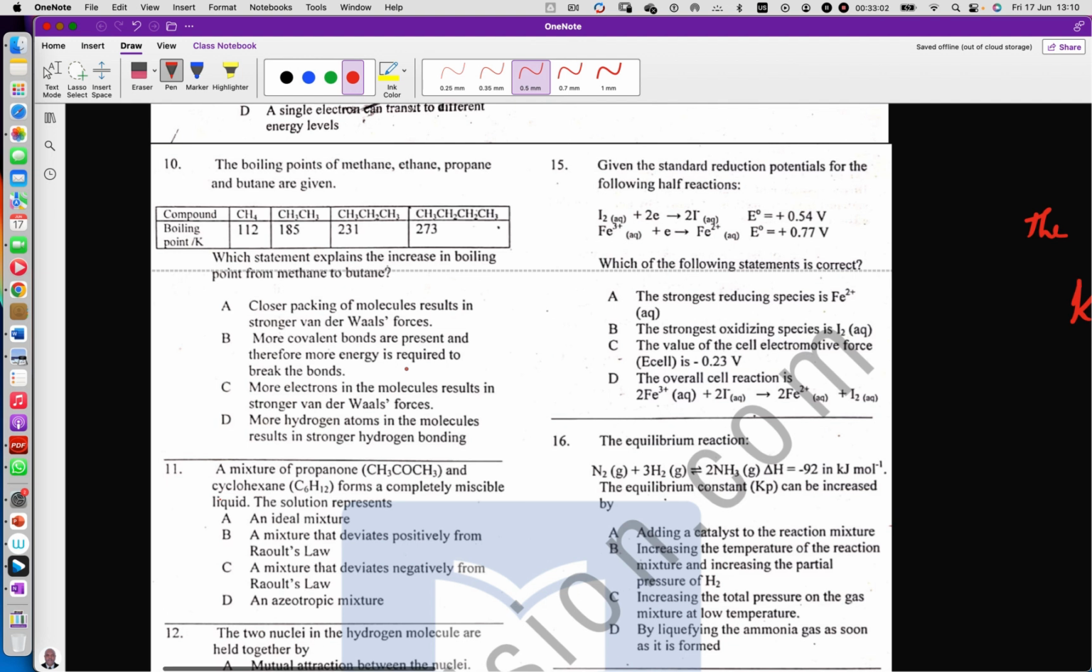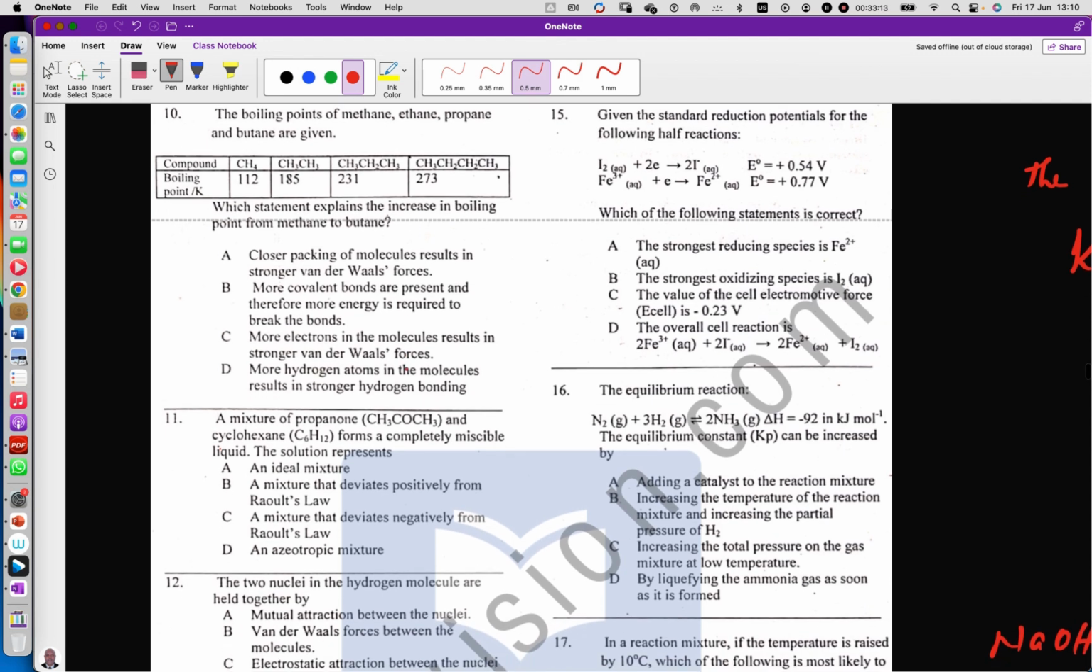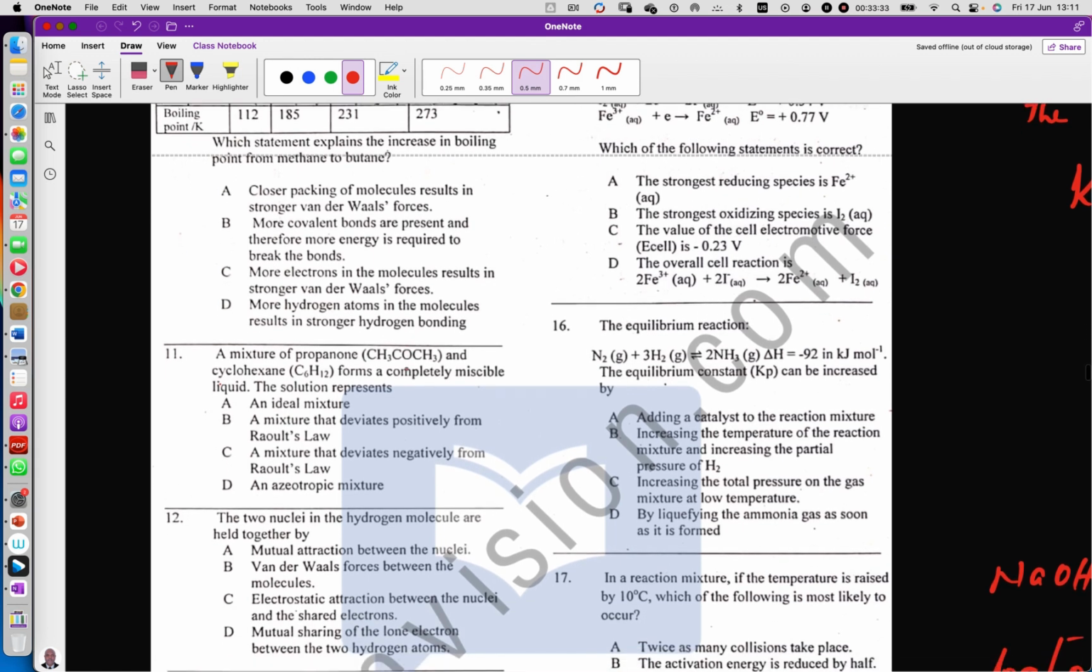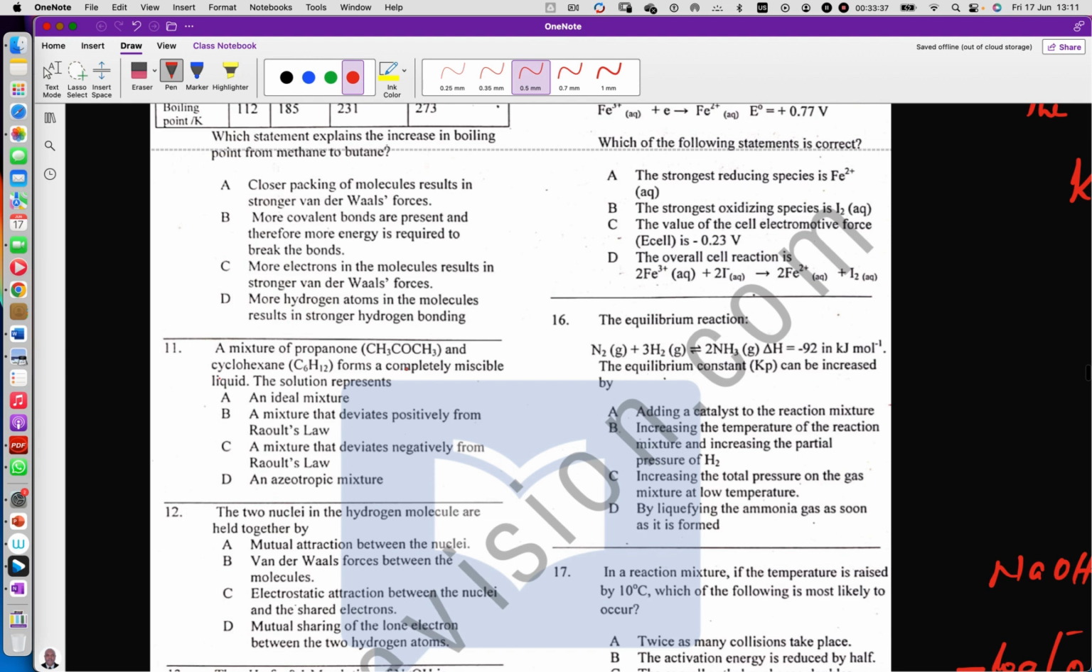A, closer packing of molecules results in stronger van der Waals forces. I've never heard that in chemistry. B, more covalent bonds are present, and therefore more energy is required to break the bonds. That is not what accounts for the energy required to overcome this attraction. C, more electrons in the molecule result in stronger van der Waals forces. That is what chemistry tells us. C is the right answer. I don't need to go further.